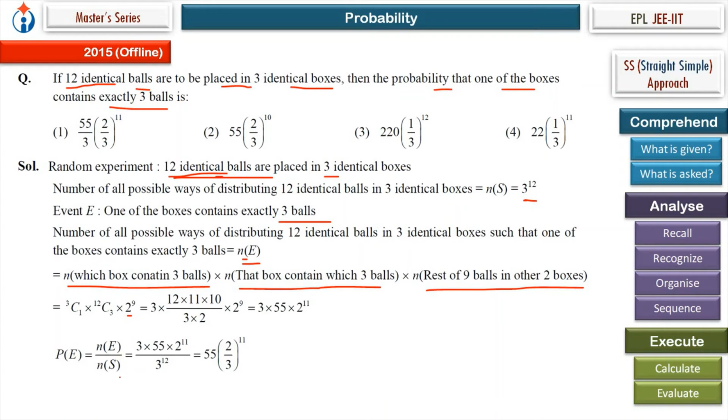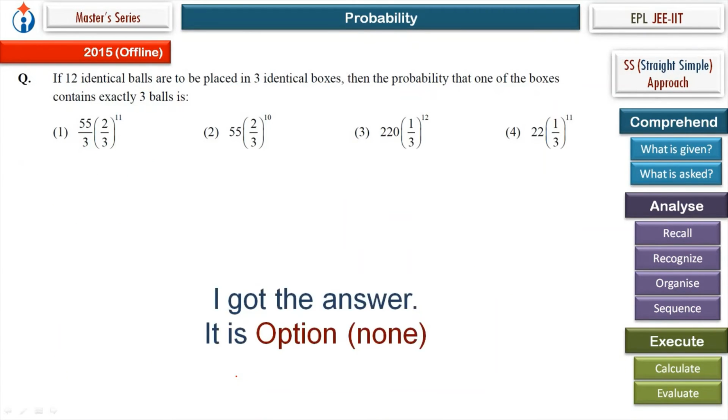So the probability of occurrence of event E is n(E) divided by n(S). We get 55 into 2 by 3 to the power 11. No, none of the options is correct. So they made a silly mistake here, I think, while making this question. They must be looking for this; an extra factor came in from their side. Anyway, the correct answer is 55 into 2 upon 3 to the power 11. So none is the option.